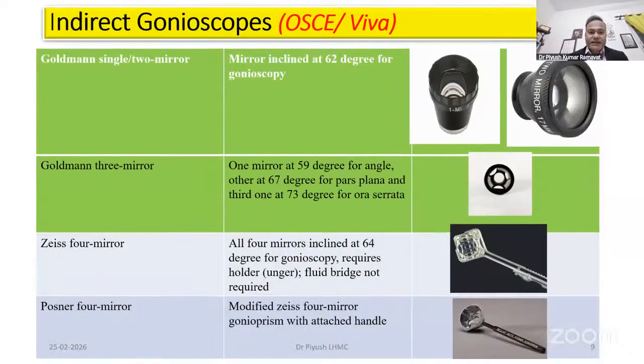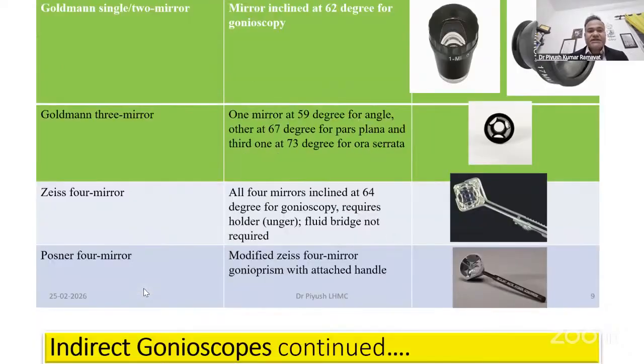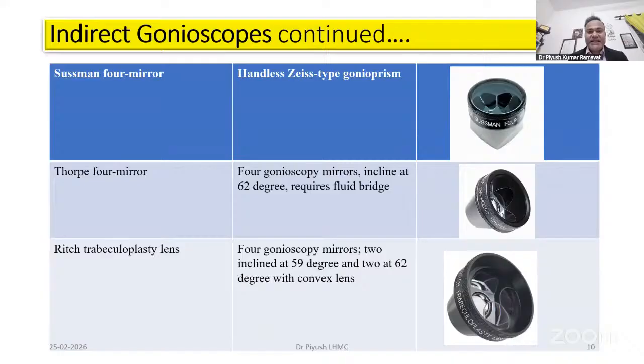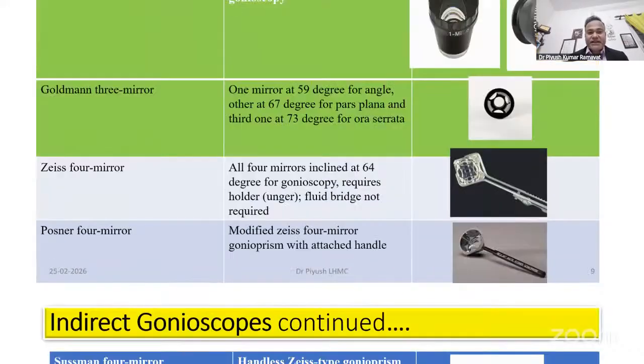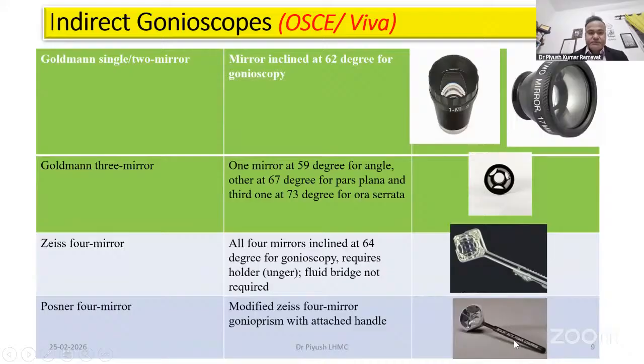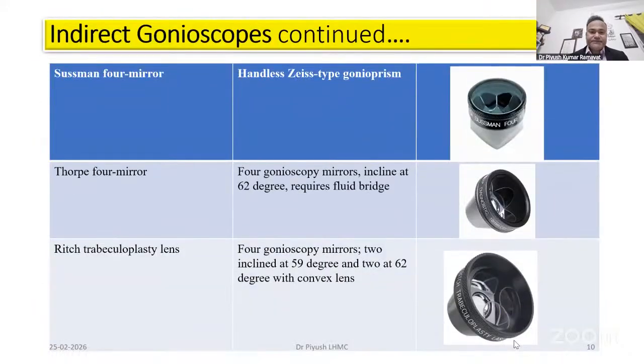Indirect gonioscope, remember one thing, they are of two types. First one is a scleral gonioscope. Commonly used Goldmann gonioscopes are the scleral gonioscopes, and then corneal gonioscopes. Corneal gonioscopes include Zeiss, Posner, Sussman. Sussman is a handle-less four mirror, and Posner is with the handle. These are the corneal gonioscopes.